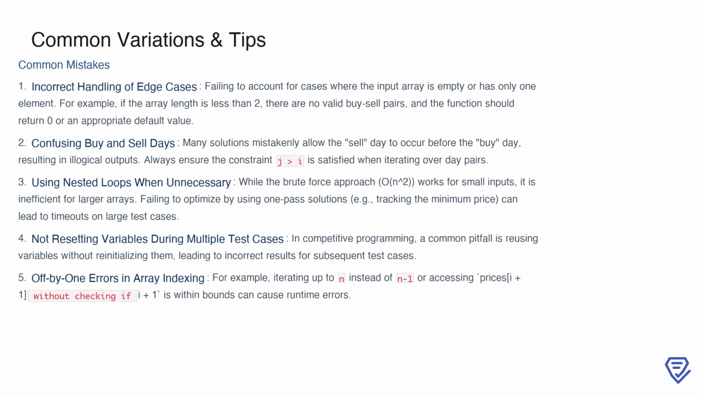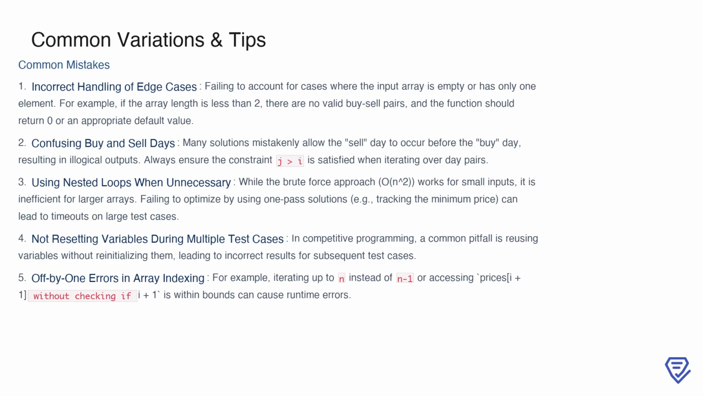Another pitfall is confusing the buy and sell days. Remember, the sell day must always come after the buy day, so ensure your solution maintains the constraint that the index of the sell day is greater than that of the buy day. Additionally, avoid using nested loops unnecessarily. While a brute force approach works for small input sizes, it becomes highly inefficient for larger arrays, so optimizing to a one-pass solution is critical.